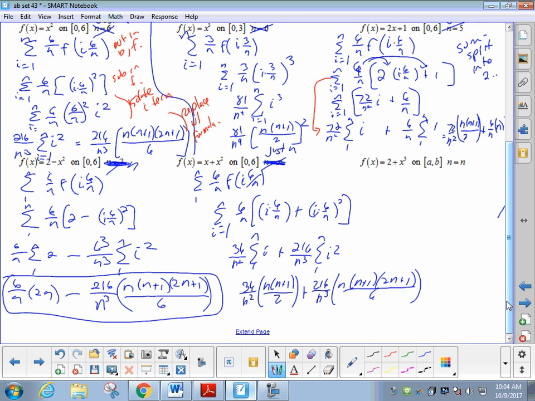Sorry. When you have a term like 6 over n squared, do you have to simplify that to 36 over n squared, or can you just leave it as 6 squared over n squared? That's fine. Yeah. That will be fine.